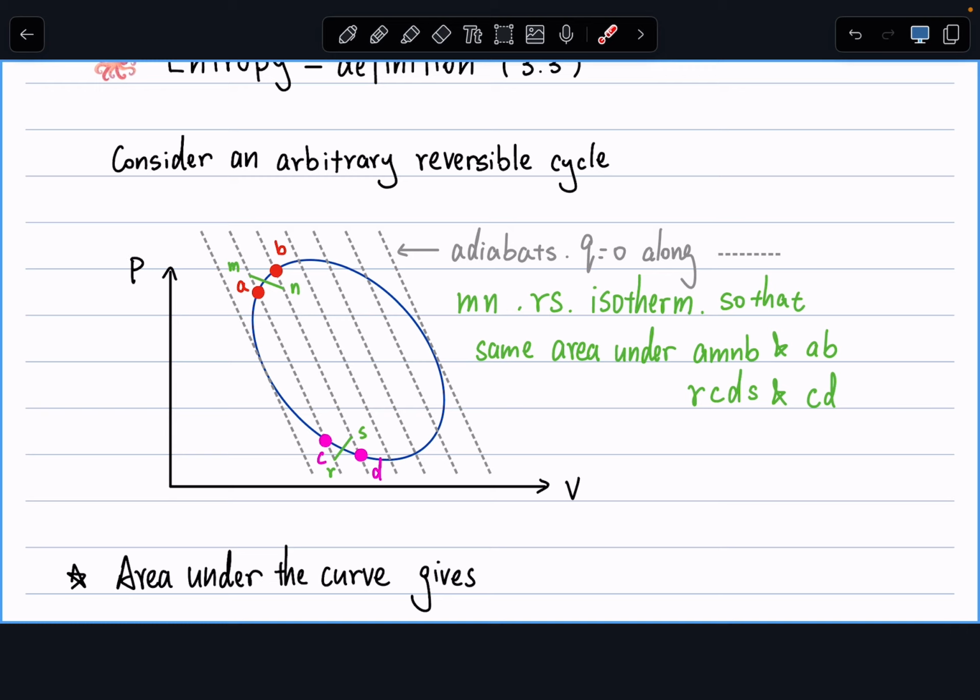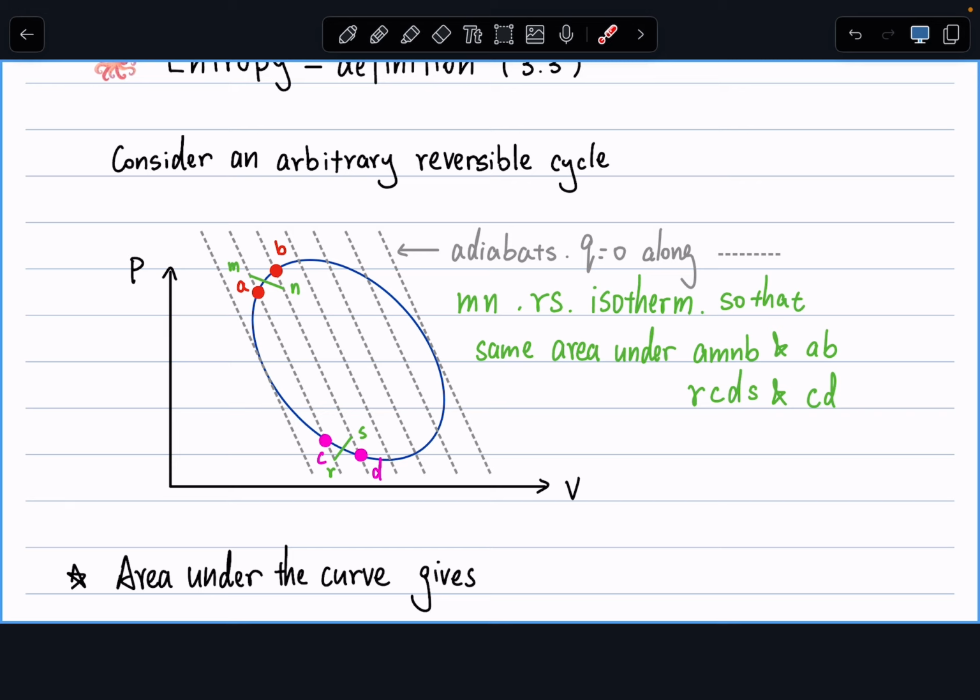Now instead of the Carnot cycle, which remember is constructed by two isothermal processes and two adiabatic processes, we want to consider an arbitrary reversible cycle. I'm using this blue curve here, just representing any random cyclic process. It doesn't need to be a circle. I just made a circle so it looks prettier.